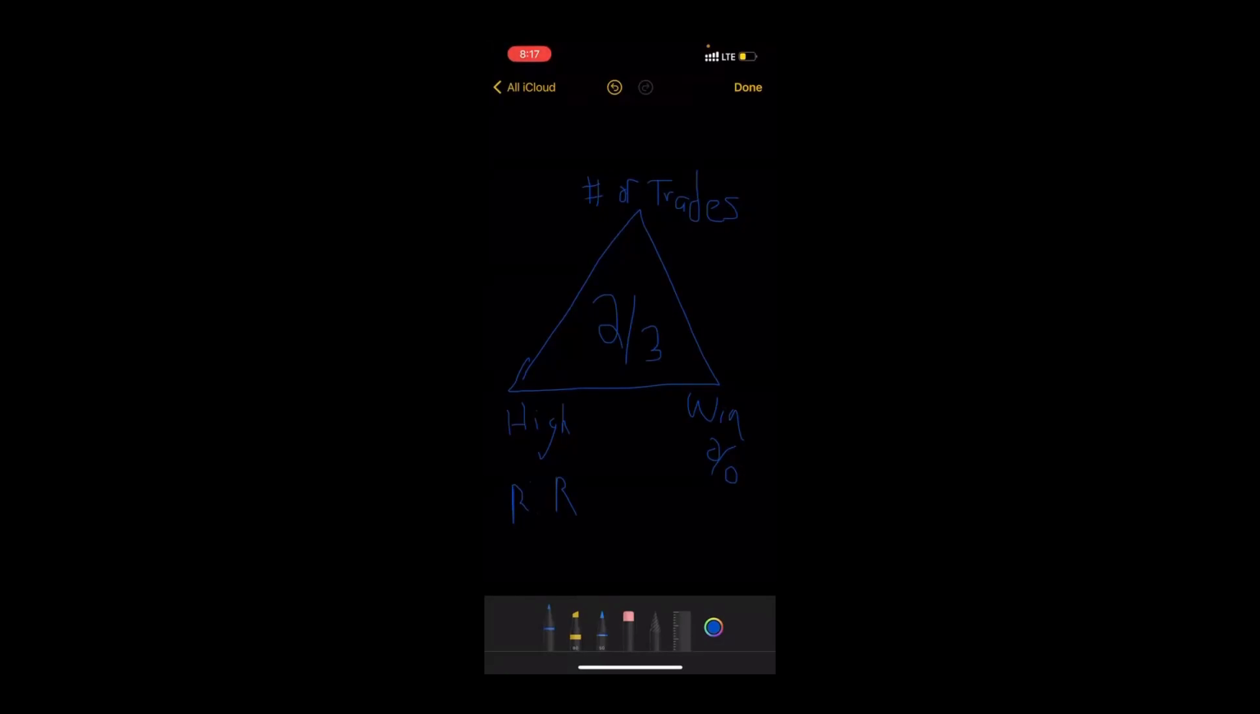Now, you can either decide, hey, I want to have high R and high win percentage, but what that means is that in a day, I'm not taking that many trades. So you might see, average 1 to 10 and have the high R, but you're, for instance, maybe only taking 1 to 2 trades in a day.